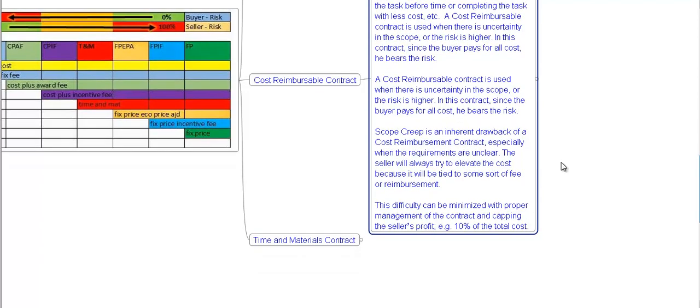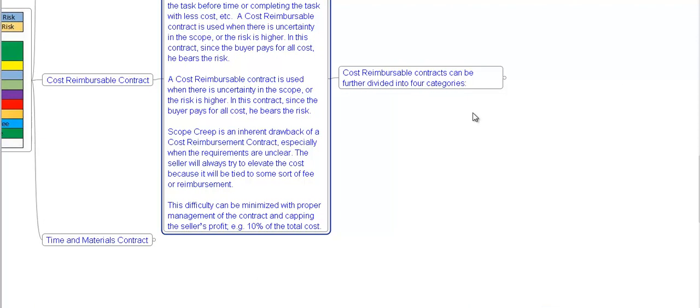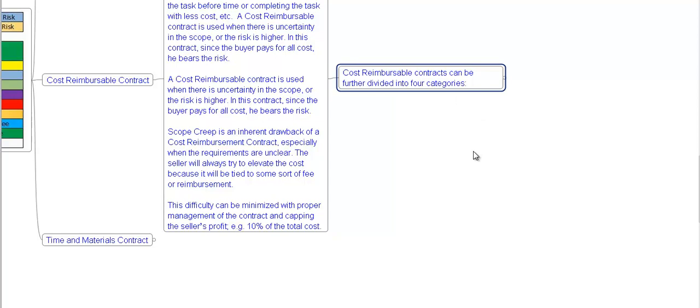Scope creep is an inherent drawback of a cost reimbursable contract, especially when the requirements are unclear. The seller will always try to inflate the cost because it will be tied to some sort of fee or reimbursement. This difficulty can be minimized with proper management of the contract and capping the seller's profit, for example 10% of total cost. Cost reimbursable contract can be further divided into 4 categories.